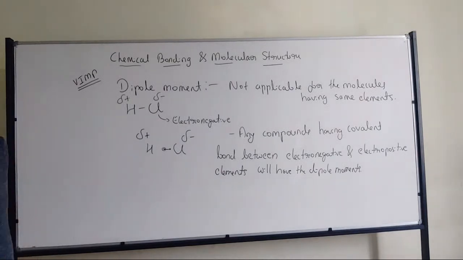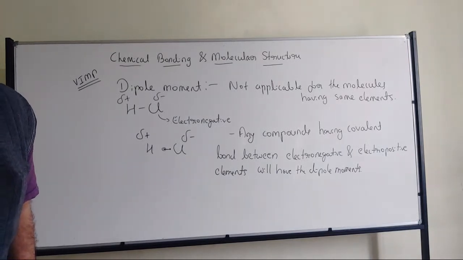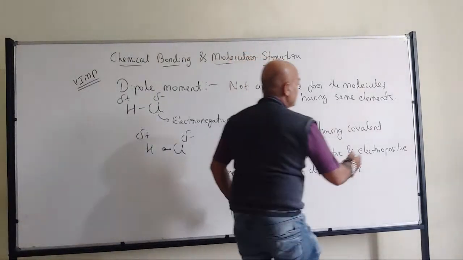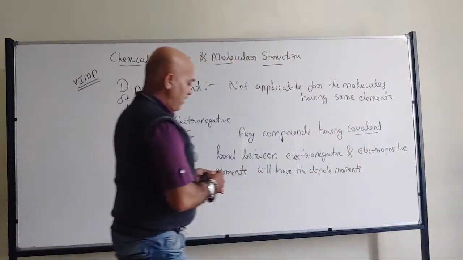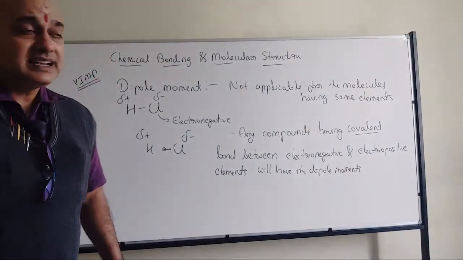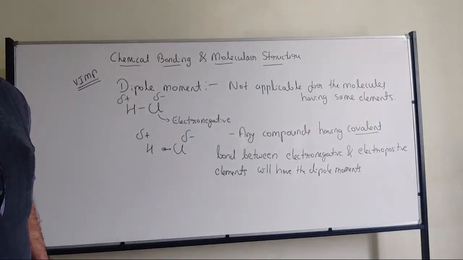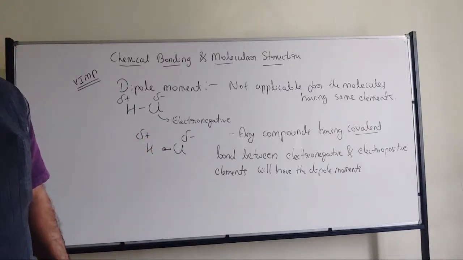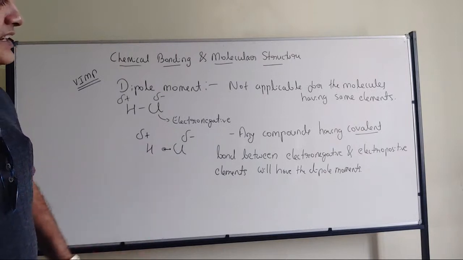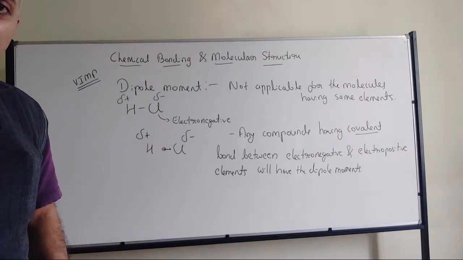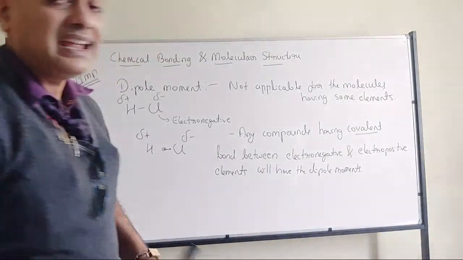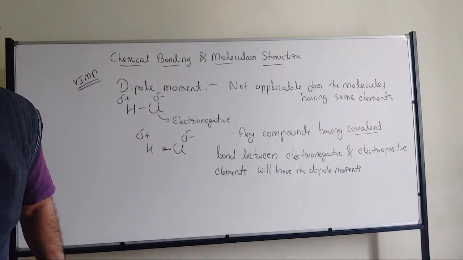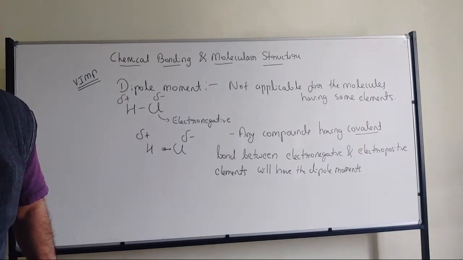Which type of compound will it be observed in? It will be observed in those compounds which have a covalent bond. Now, specifying covalent bond means dipole moment is not applicable for ionic compounds. It's applicable for covalent compounds. So compounds having a covalent bond between electronegative and electropositive elements will have dipole moments, where there will be formation of partial negative and partial positive charge.